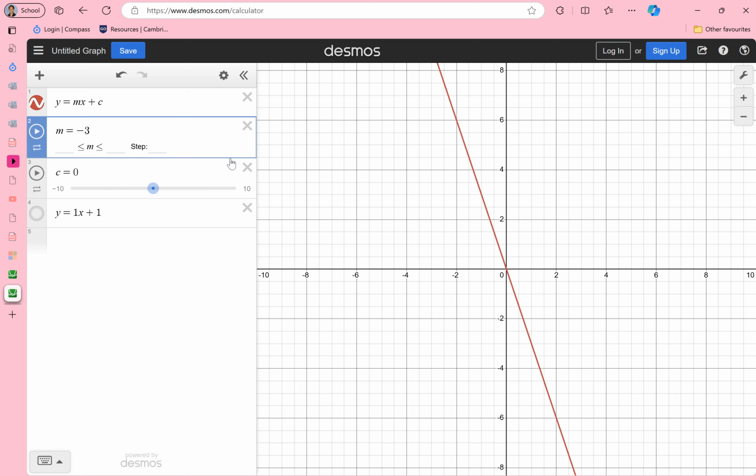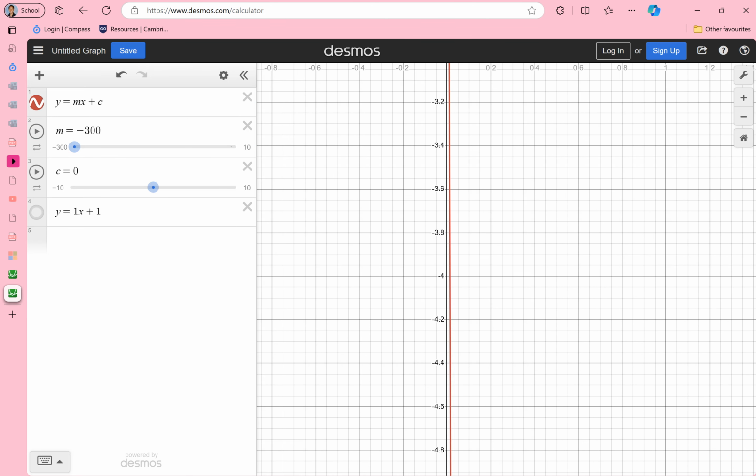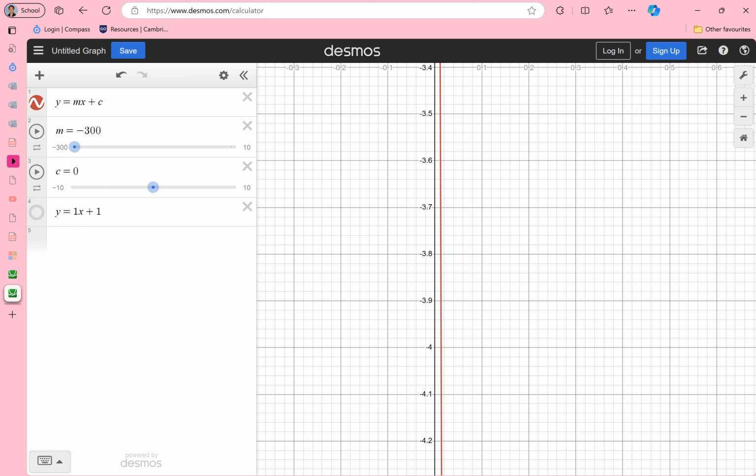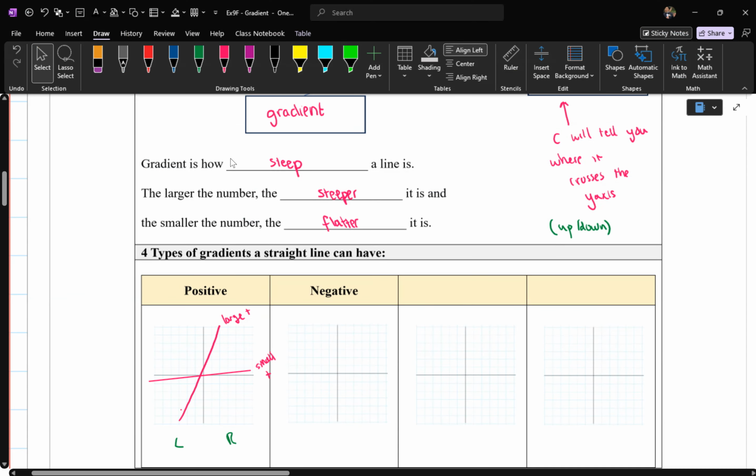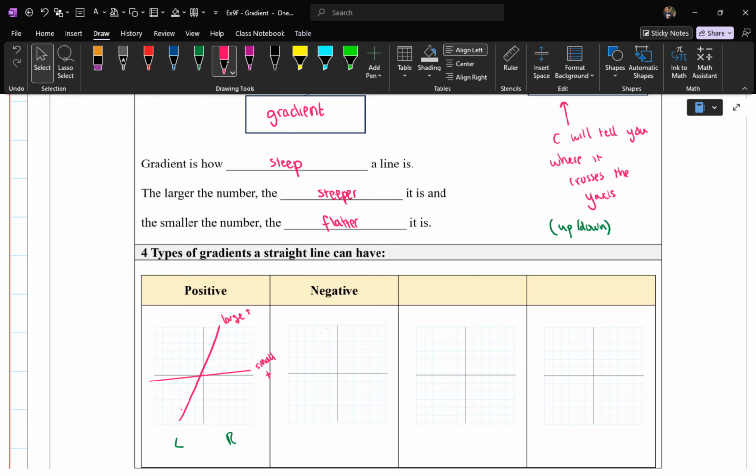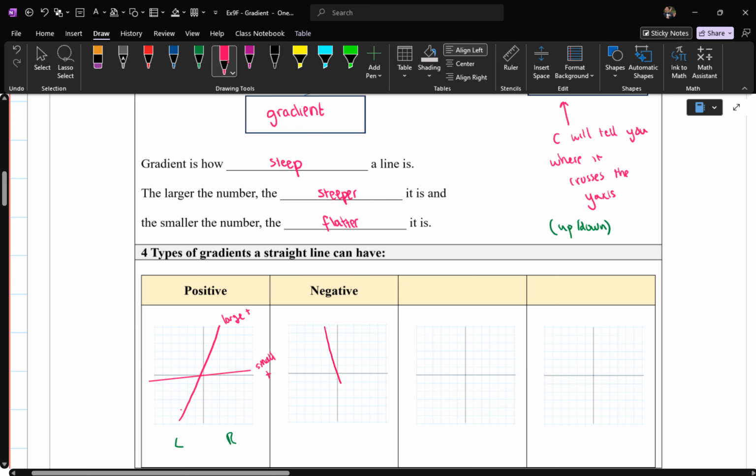So if you had -30, it gets steeper. If I had -300, it's even steeper. But the difference is that it's going from left to right, it's declining. Okay, so I'm going to draw here. You can have a very negative from left to right. Sorry, I should do it in pink. Left to right, it goes down from left to right. So a negative gradient makes it go down from left to right.